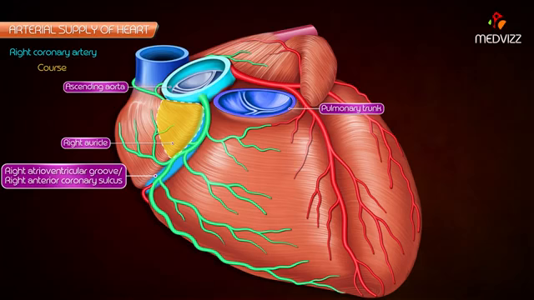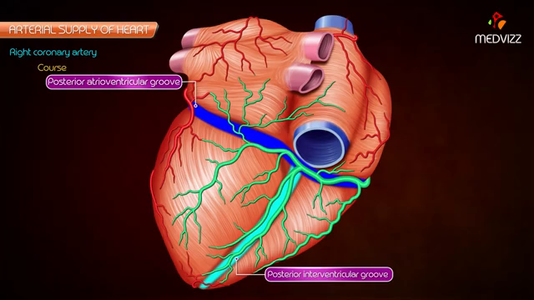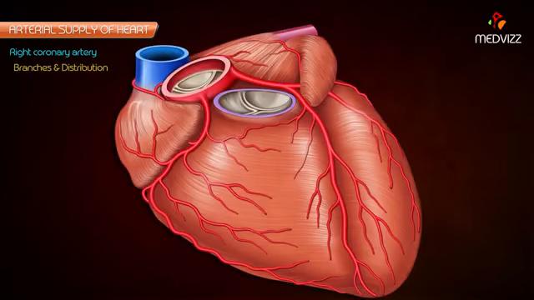At the inferior border of the heart, it turns posteriorly and runs in the posterior atrioventricular groove up to the posterior interventricular groove, and terminates by anastomosing with the left coronary artery. Branches and distribution. Right conus artery. It supplies the anterior surface of the pulmonary conus.